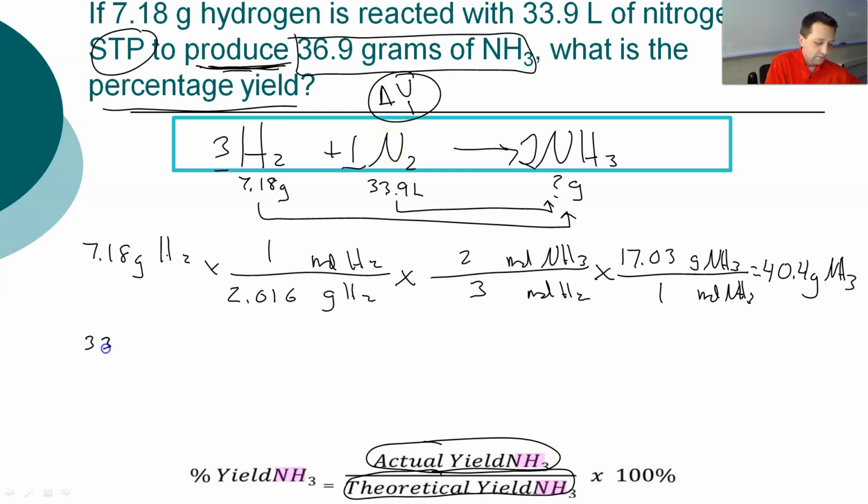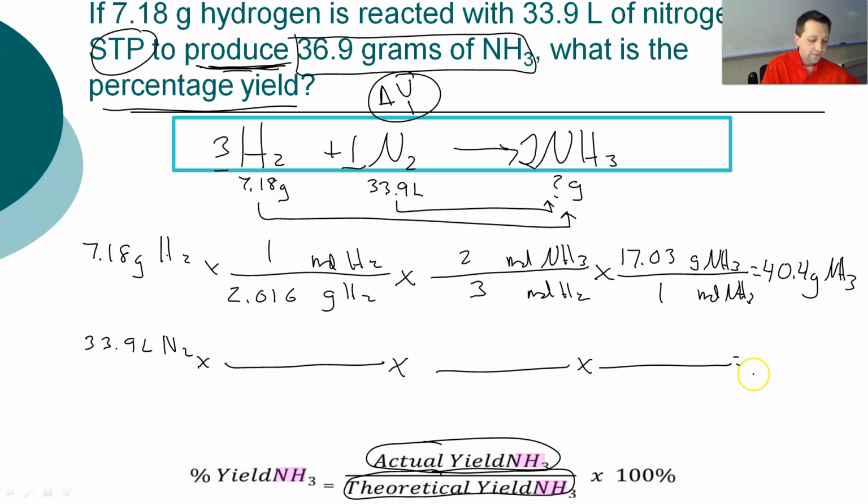I have 33.9 liters of N2. I want to, again, go to grams of NH3. So I'm going to go ahead and go from volume of gas of A into grams of B, which is, again, a 3-step process. All right, cancel out liters of N2 and go to moles. Next step, cancel out moles of N2 and go to moles of NH3. And the last step, cancel out moles of NH3 and go to grams of NH3.